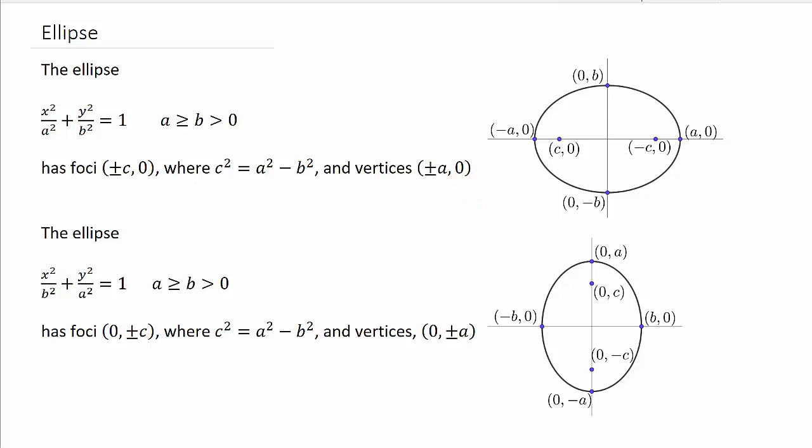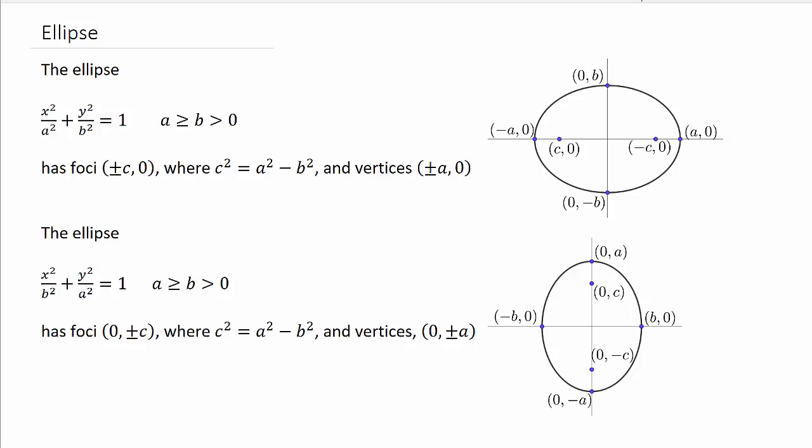The vertices, negative a, 0 to a, 0, this line segment that joins these is called the major axis, and then the line segment that joins 0, b and 0, negative b is the minor axis. Notice, and this is what's important here, a is larger than b, so the larger number will be under x in this case, and you can see the larger axis is going horizontal.